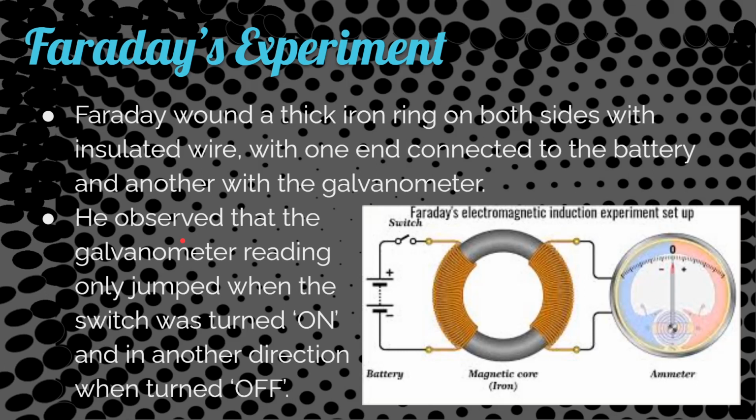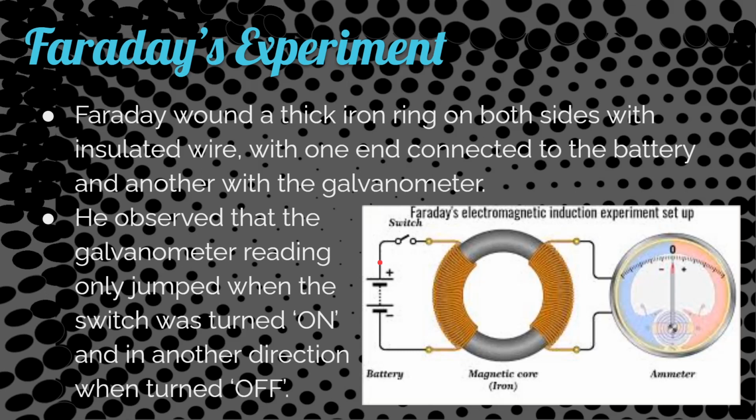All right, so let's talk about Faraday's experiment, because he referenced that in the video, and you did see one of Faraday's experiments, but this is actually the first one that he did. What he did was wind a thick iron ring on both sides with insulated wire. One end was connected to a battery, and it's shown here in this picture. Here's the battery. Here's that wire wound around this ring. The other side was connected to a galvanometer, or ammeter, something that was able to measure the current.